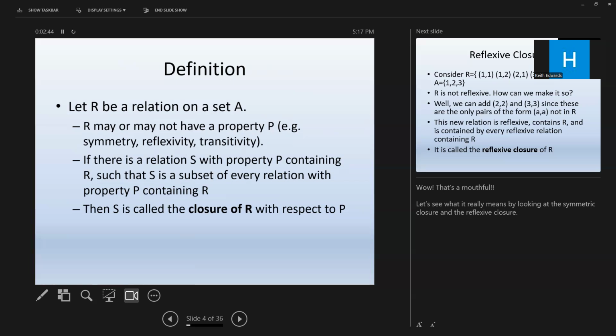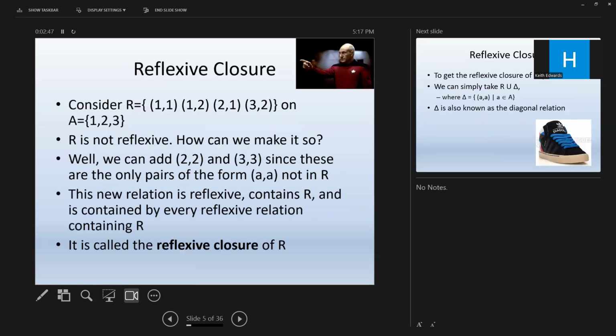Let's see what it means by looking at the reflexive closure. So consider a relation R equal to {(1,1), (1,2), (2,1), (3,2)} on A = {1, 2, 3}. Well, this is not reflexive. We're missing (2,2) and (3,3). But if we added in (2,2) and (3,3), then we would actually make it reflexive. So by adding those two pairs in, the new relation, which includes those two pairs, is reflexive. It contains R, and it's contained by every reflexive relation containing R. So this is called the reflexive closure of R.